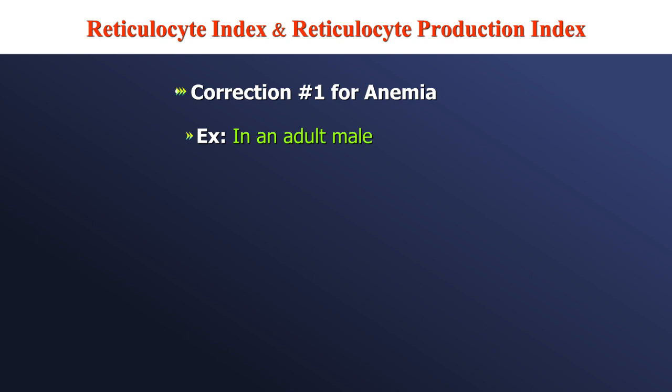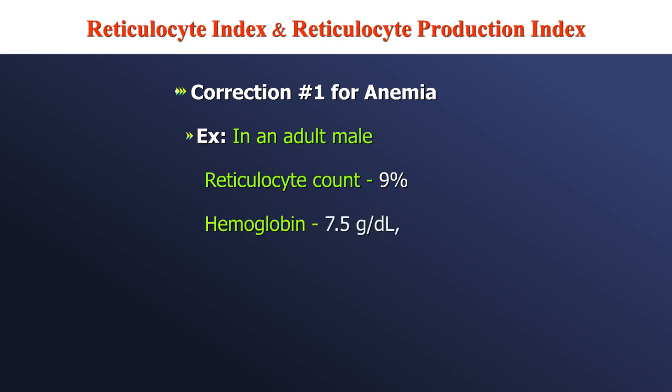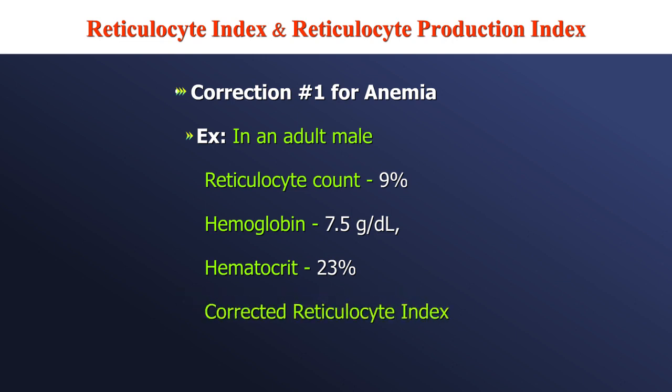This correction produces the corrected reticulocyte count. For example, in an adult male whose reticulocyte count is 9%, hemoglobin 7.5 grams per deciliter, hematocrit 23%, the corrected reticulocyte index is 9 times 7.5 divided by 15, which equals 4.5%.